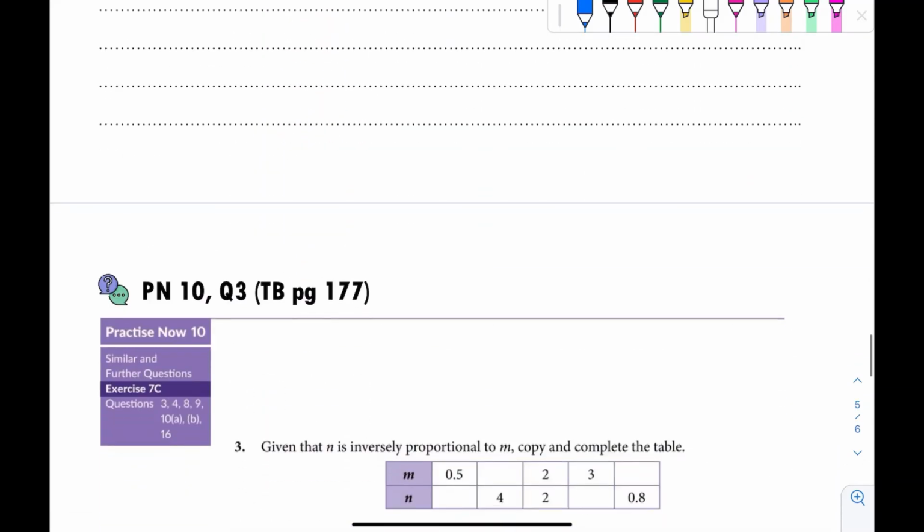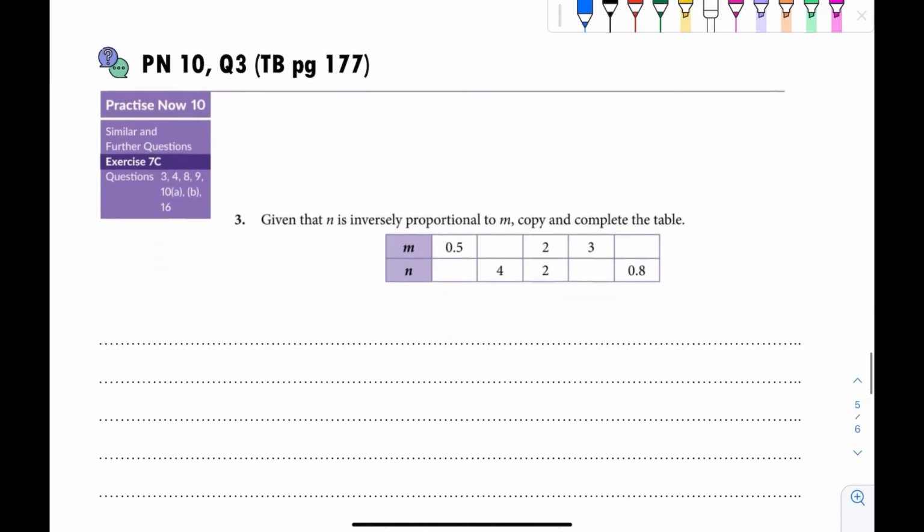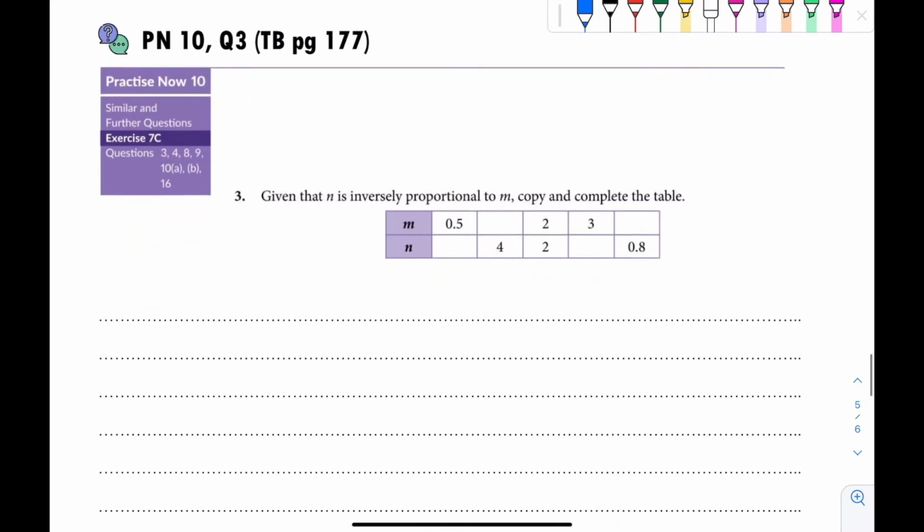Moving on to the next question. Practice now 10, question 3. Again, we are looking at inverse proportion, which is n is inversely proportional to m. We want to copy and complete the table. So you may want to pause the video at this juncture to give this question a try before looking at how I go about explaining how to do this question.